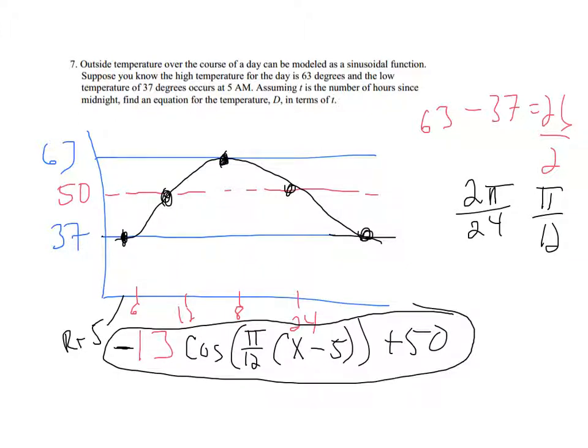Now what I'm going to do is find an equation for the temperature D in terms of T. I think I've done that, except what haven't I done? I used X instead of T. And we don't have to do anything else with that.